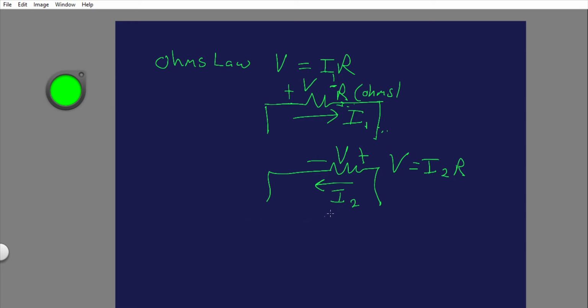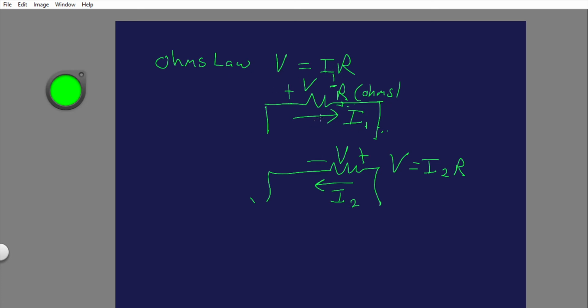Now, I should say that I just assigned a current in both of these cases. I don't know what's connected over here, and it might turn out the current goes in the opposite direction, in which case I1 would be negative. Voltage is a scalar. It's either positive or negative, depending on whether current is positive or negative.